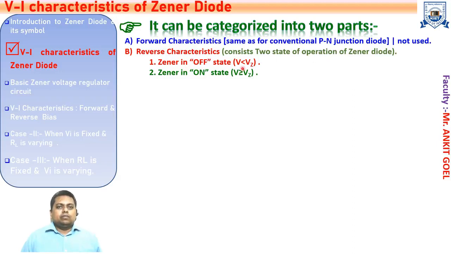One, when the voltage across the Zener is less than the Zener voltage, the Zener diode behaves as an off switch, or it is in the off state, while when the voltage across the Zener is more than the Zener voltage, it will be in the on state.